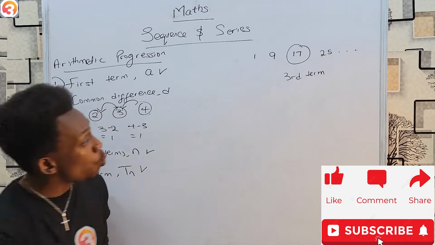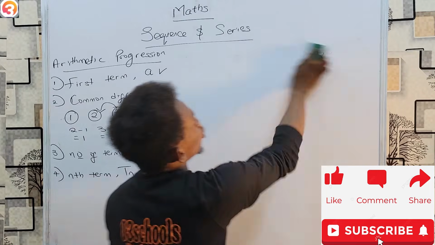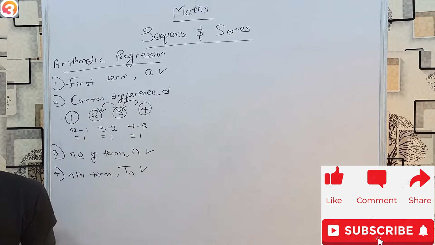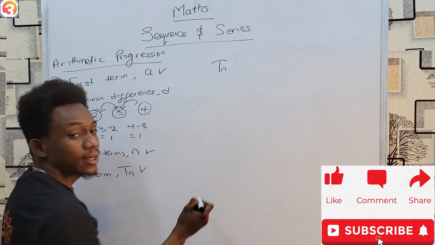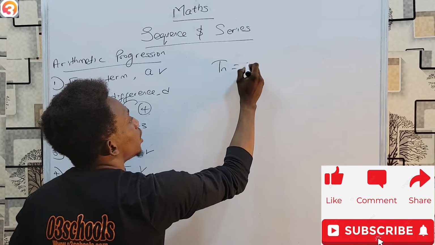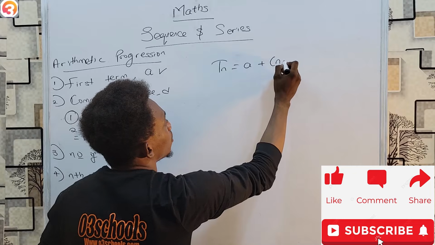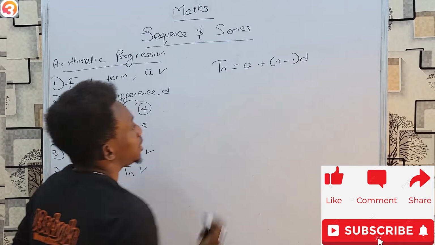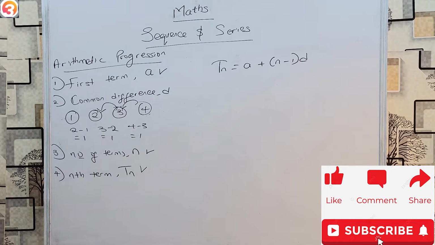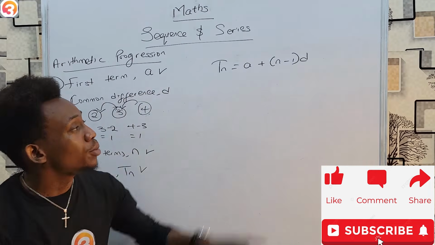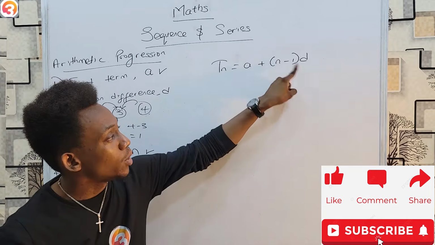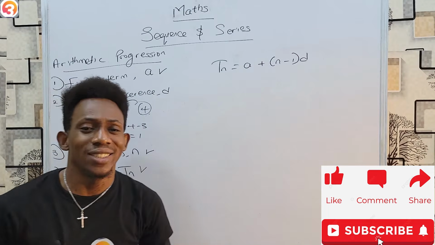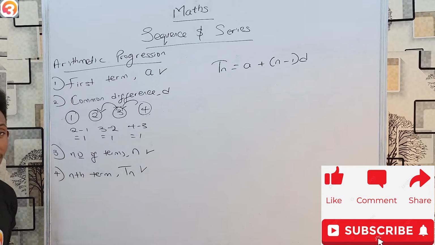But for now, what do we then need to know to solve our AP properly? Well, first off, my formula to find an nth term is a plus (n minus 1)d. So to find a certain term, let's say the fifth term, it is the first term plus (5 minus 1), all multiplied by the common difference.